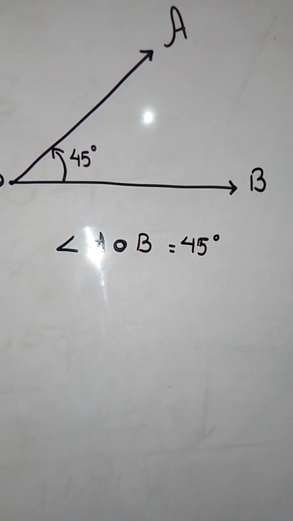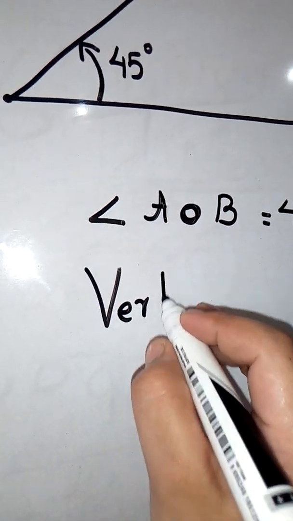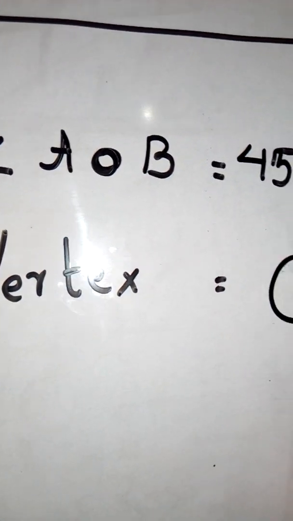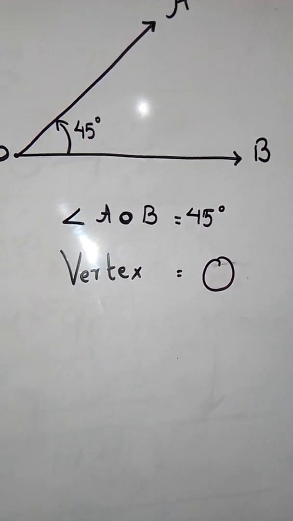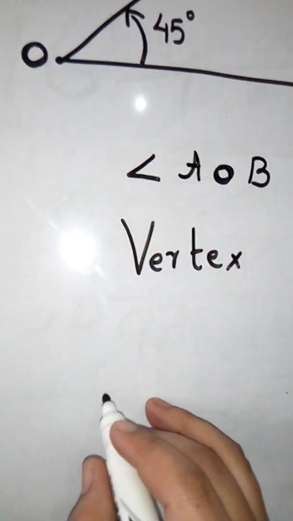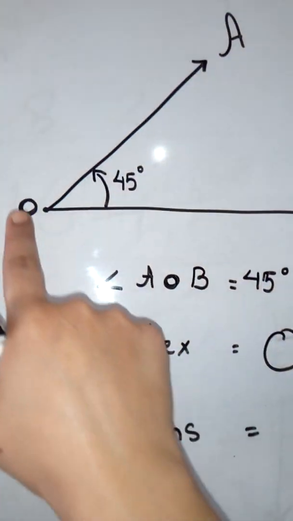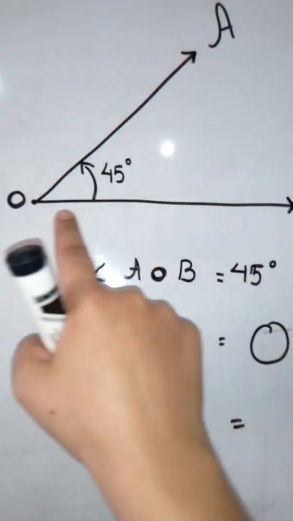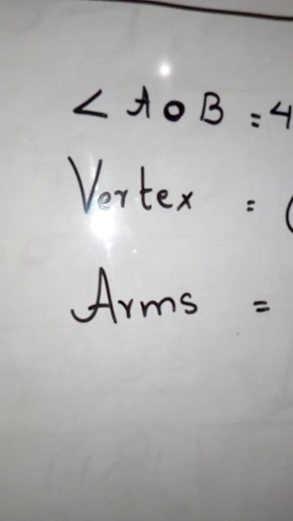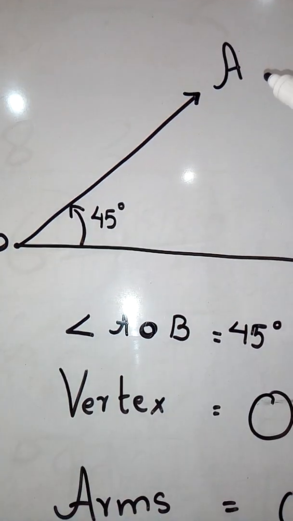Now if I ask you what the vertex is over here, you will quickly tell me that the vertex is O. Sorry, the vertex is O. But if I ask you what the names of these arms are, how are you going to write down the names of the arms? You are going to write that the first arm is OB, which is your baseline, OB. I have written it OB. And the second arm, because there are two arms over here, the other one is OA.